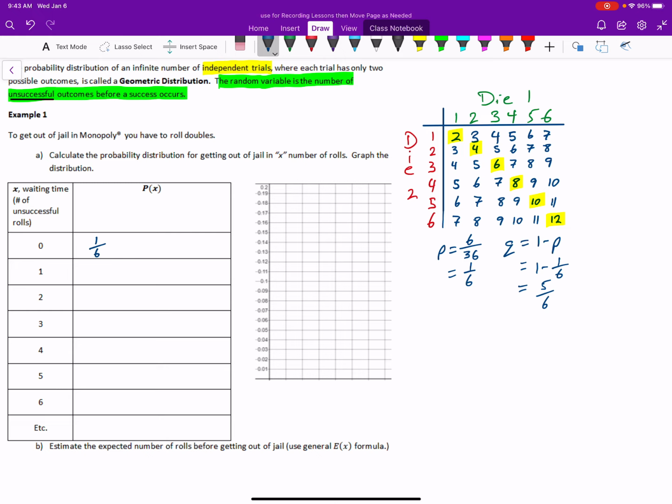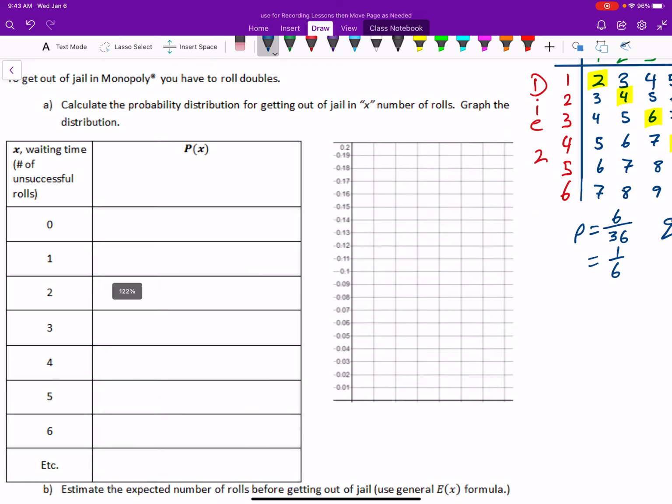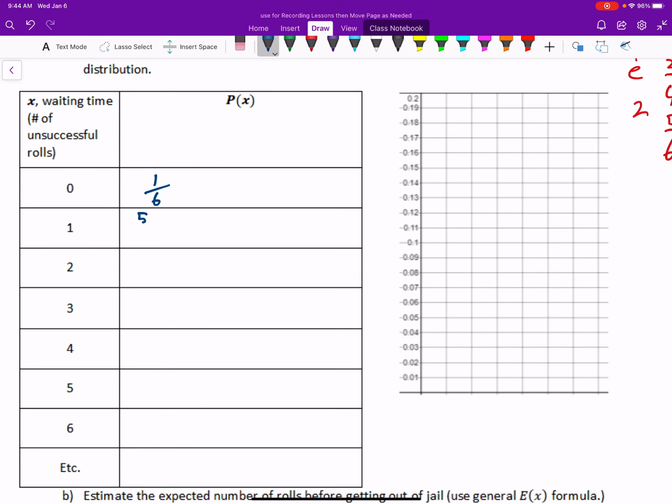Let's move on to the next one. What's the probability of first not rolling doubles and then rolling doubles? Well, the probability of not rolling doubles we've already seen is 5/6. So first we have to not roll doubles, and then, and meaning multiply, we've learned that, and we've talked about this many times before, and then I have to roll doubles where I have a 1/6 probability of that happening.